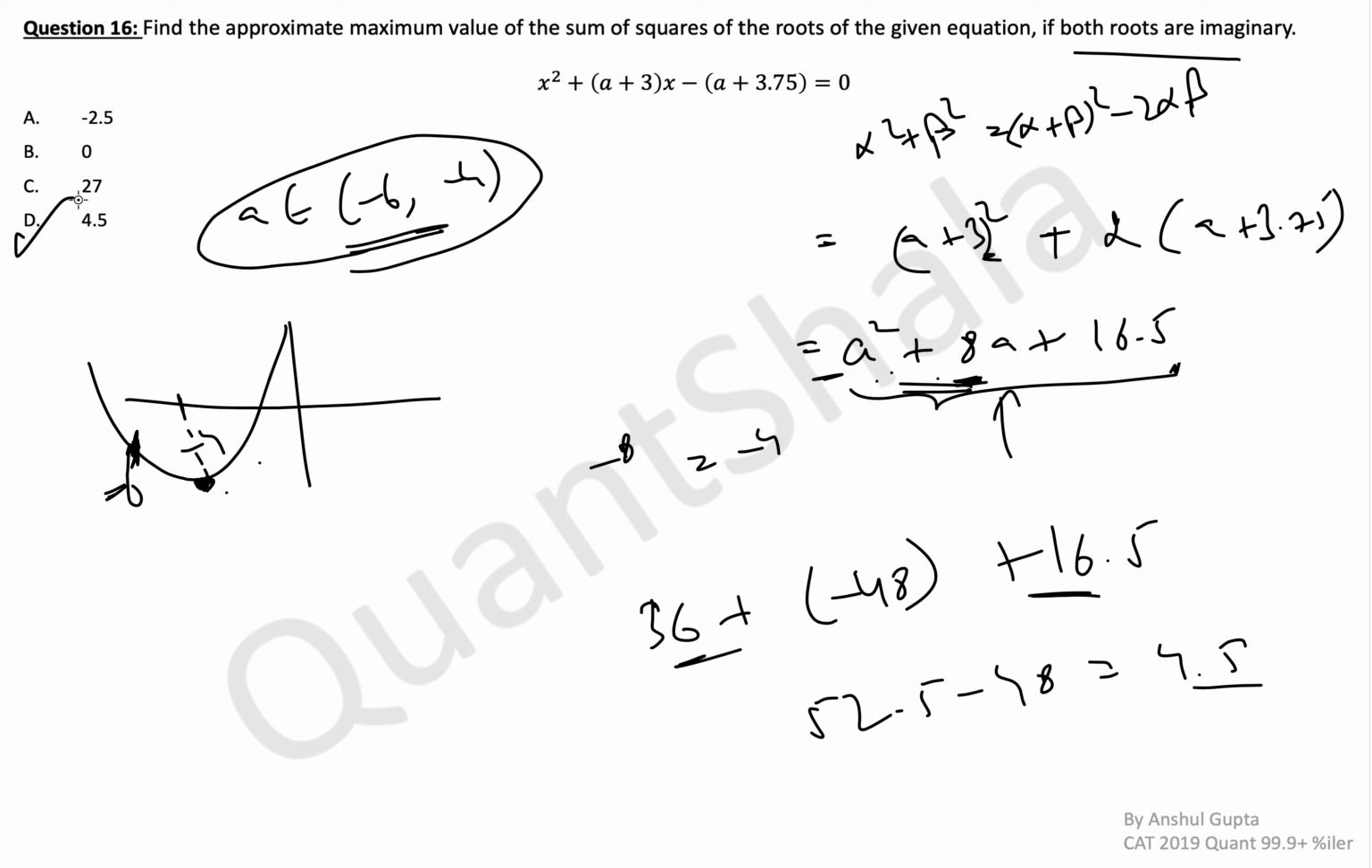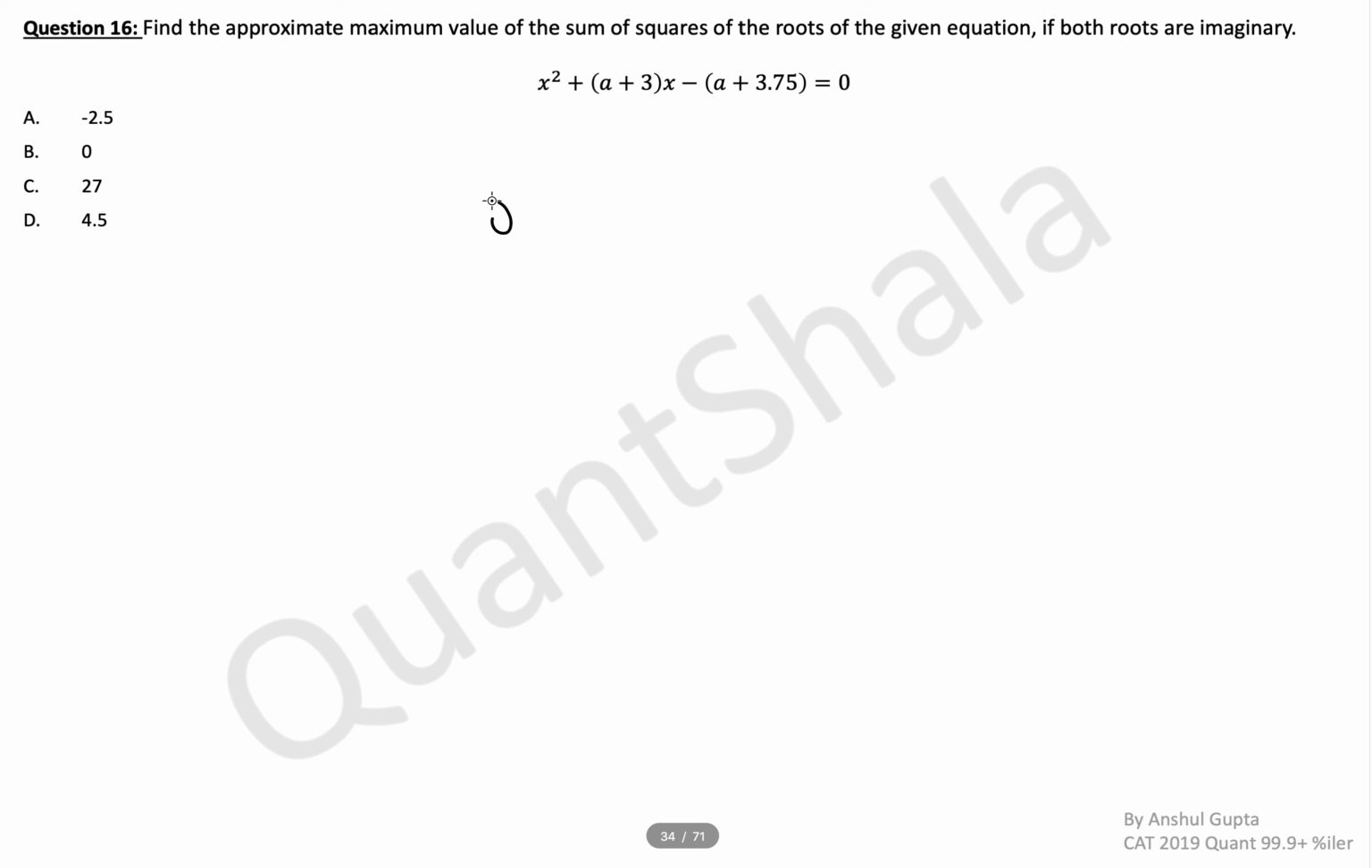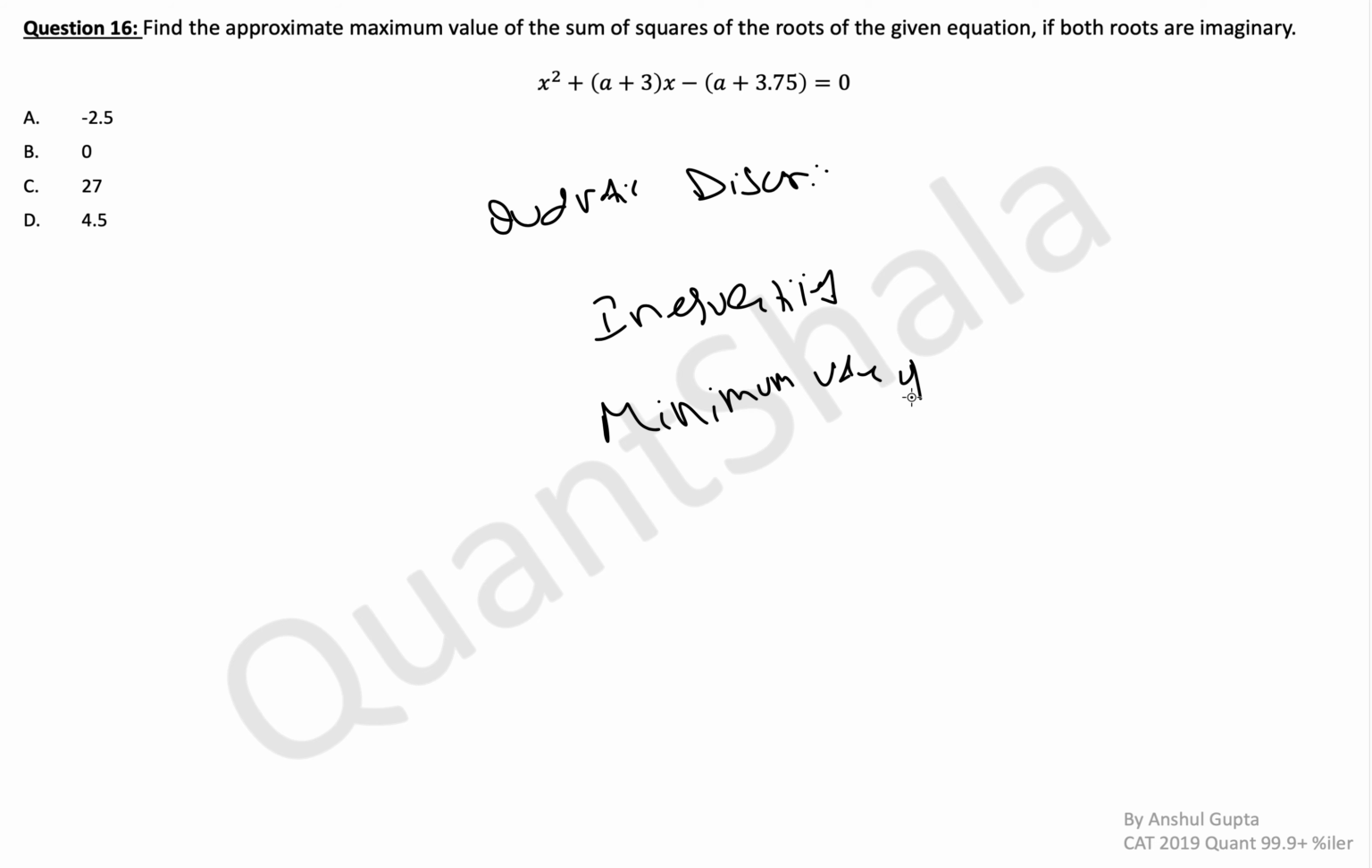So in this question, what all did we cover? Basic quadratic discriminant, inequalities concept, and optimization, minimum value of quadratic. Okay, so such questions should always be marked for revision.